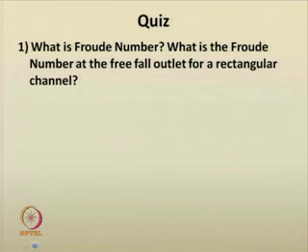We can have a brief quiz also for today's lecture. The quiz question, I can just dictate it now. So, the first question: what is the Froude number at the free fall outlet for a rectangular channel? This is the first question.